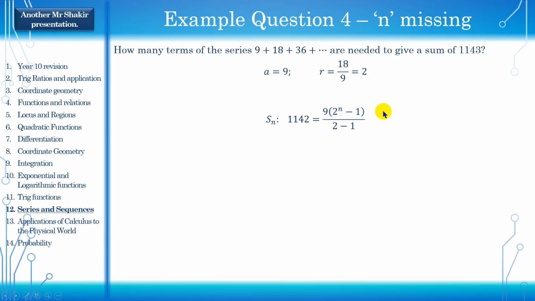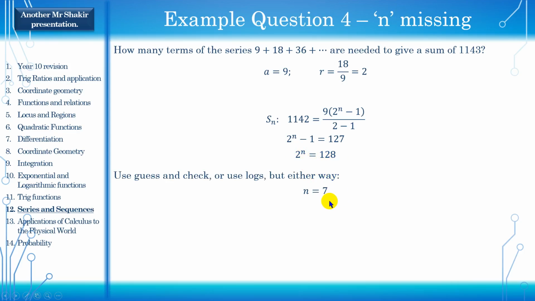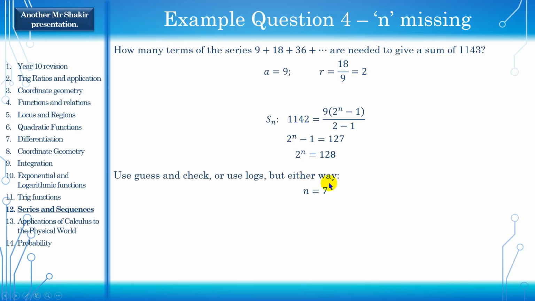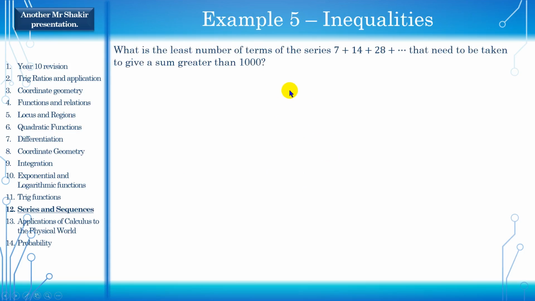This is the sum formula, sub in everything you know. The 2 disappears, I guess. And 2 to the n minus 1, take the 1 over there, 2 to the n is 128. You can use guess and check or logs. Either way, the answer is fairly straightforward. I mean, 2, 4, 8, 16, 32, 64, and 128. There are 7 terms. Easy. Obviously, the harder questions will have weirder numbers. Just use logs, or use guess and check if you haven't done logs yet. But this is the method.